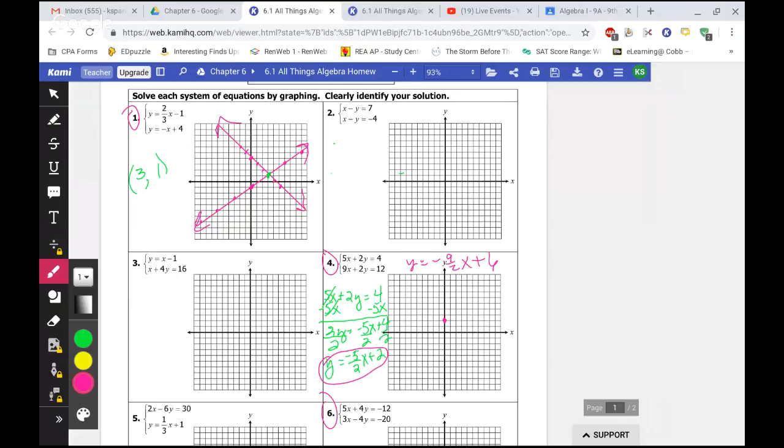1, 2, 3, 4, 5. And then left 2. And now I'm going to go down 5. 1, 2, 3, 4, 5. And left 2. Right 2, I mean. Sorry. 1, 2, 3, 4, 5. Right 2.